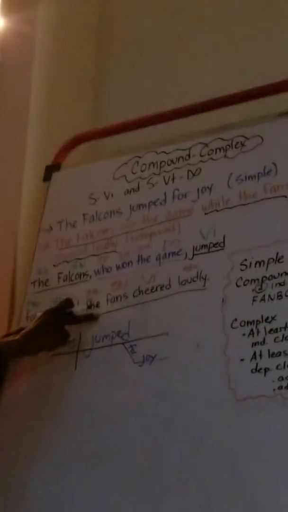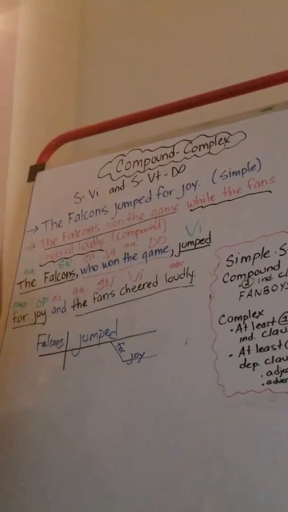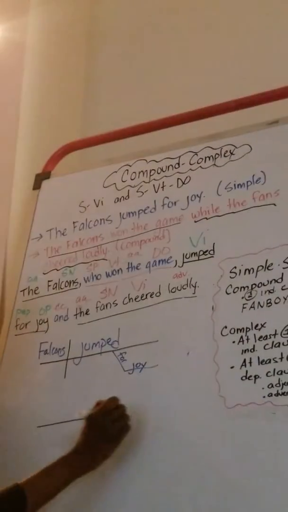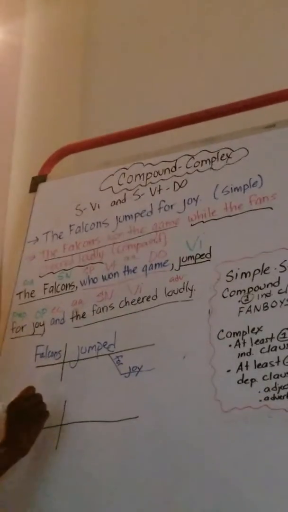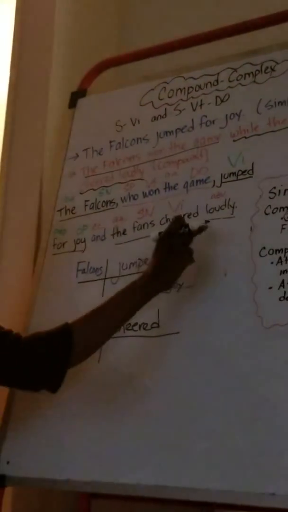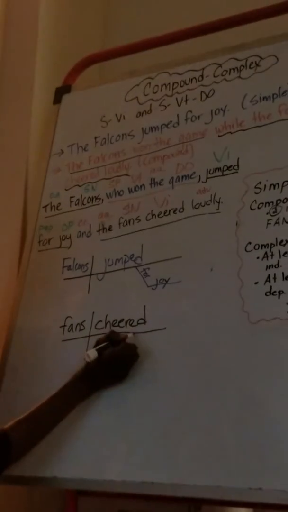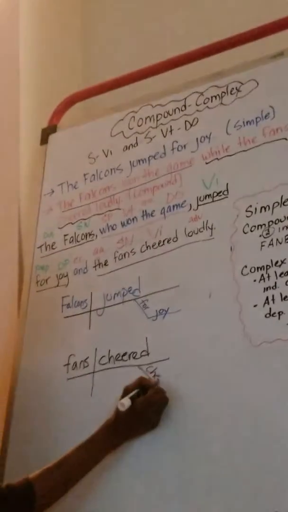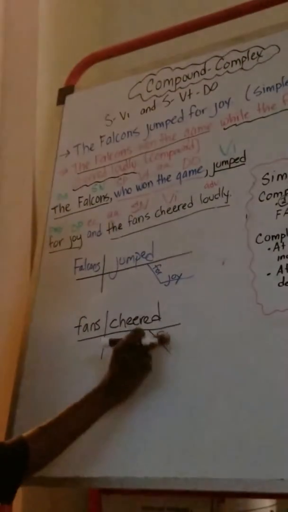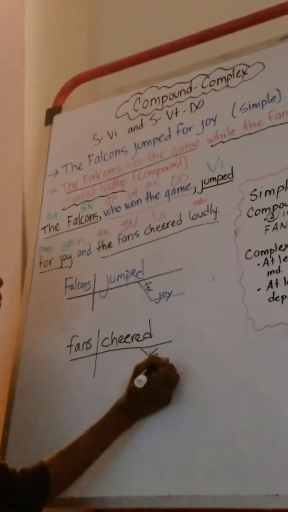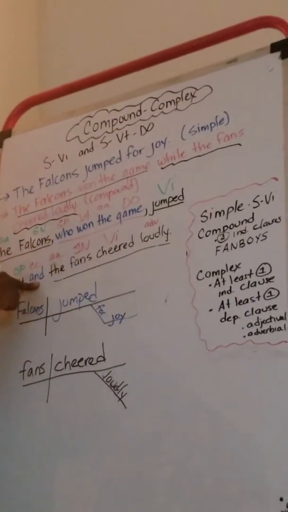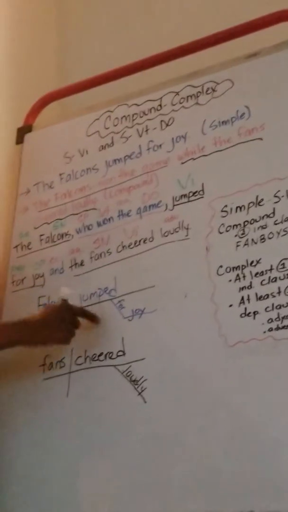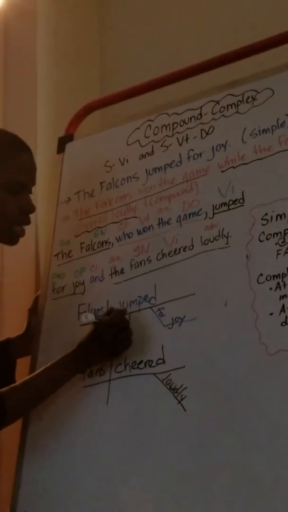Now let's do our second independent clause. Get my black. The fans cheered loudly. So fans is the subject. Cheered would be our verb. Loudly modifies cheered, so that will go here as a modifier. Oops, not cheered. Loudly. And then we are going to connect them with our FANBOY here, verb to verb. So you do your little dash line.